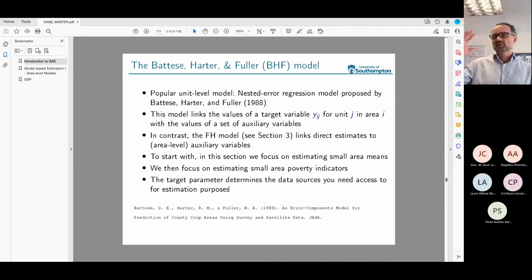For estimating simple statistics like small area means, we need a lot less information that can be defined at the area level compared to estimating more general parameters like poverty gaps, poverty severities, and so on. Okay, let's look into the Battese-Harter-Fuller model.